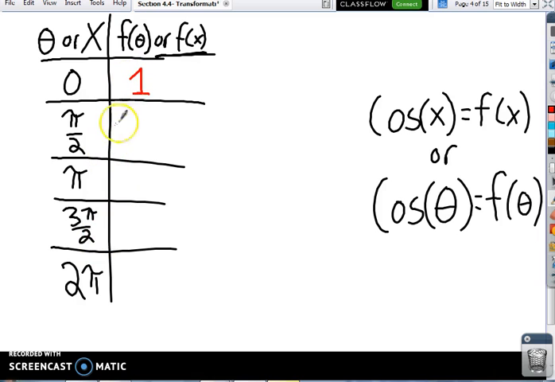So, remember, cosine is x, so at 0 degrees or 0 radians, my x value is 1. At pi over 2 or 90 degrees, my x value is 0. At pi, it's negative 1. At 3 pi over 2, it's 0. And back to 2 pi, it's 1 again. These are nice and pretty to graph.